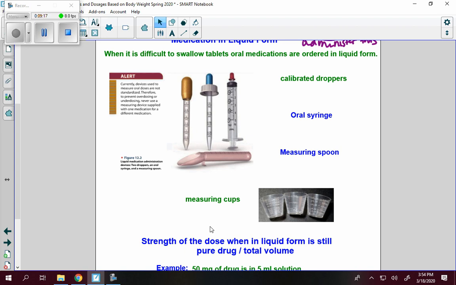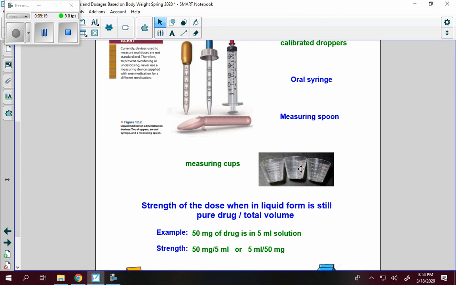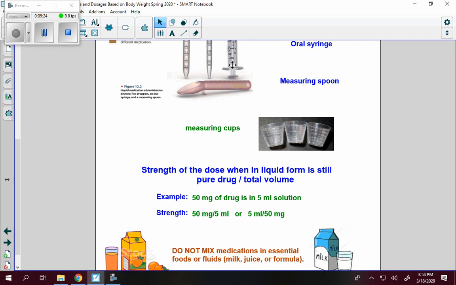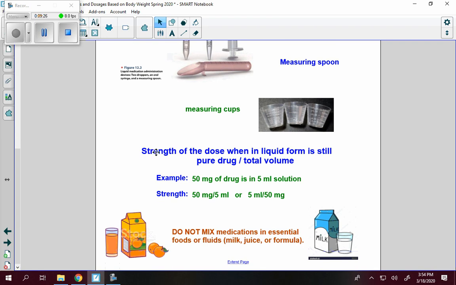So be careful. The measuring cups look like this. There's measuring spoons, oral syringes. Those are used mostly for pediatric and elderly.